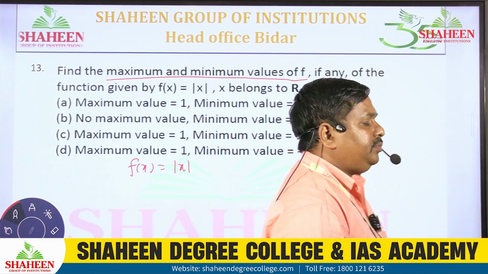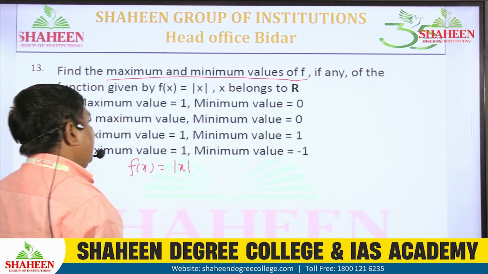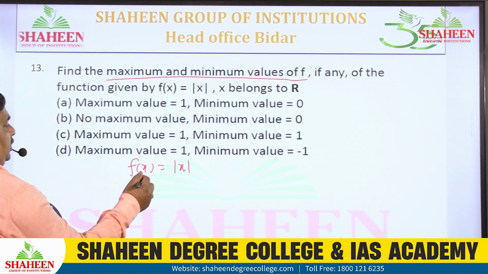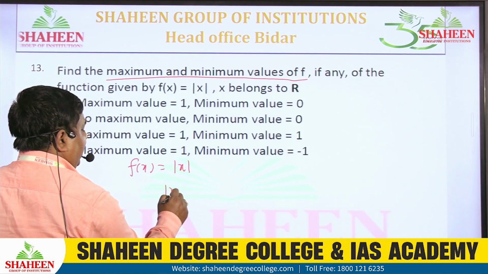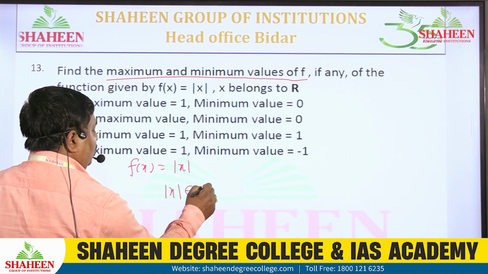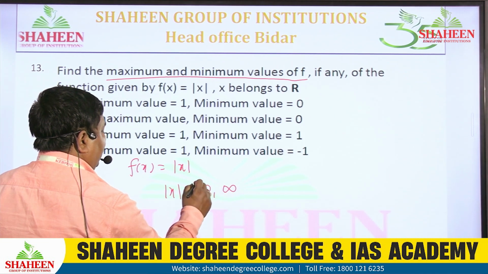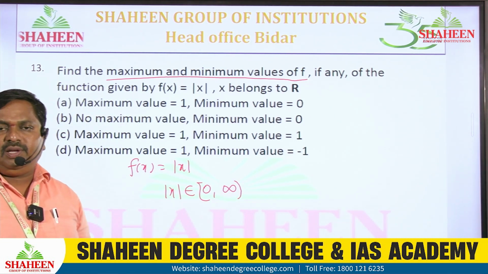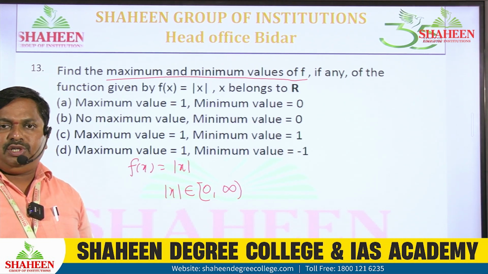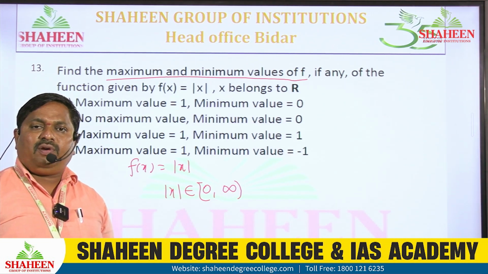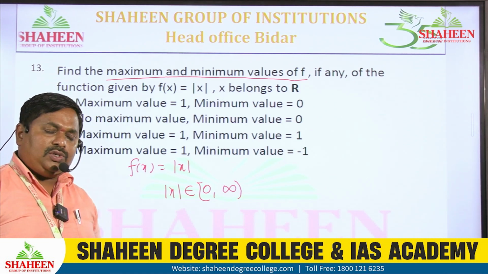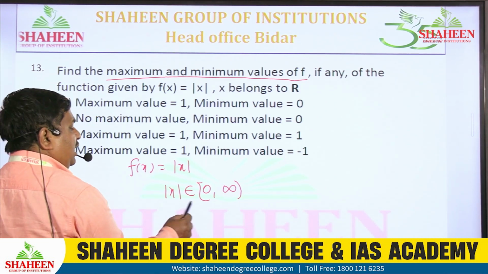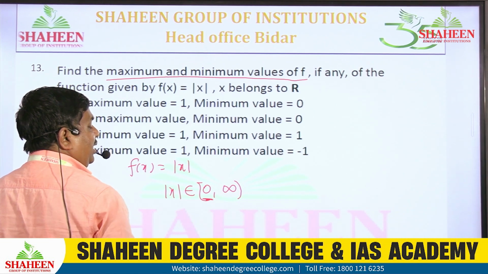Clear? The modulus function, its value mod x, always belongs to 0 to infinity. Always its values are positive. Modulus function value is always positive here, and those positive values are from 0 to infinity. So this modulus function has a minimum value that is equal to 0.